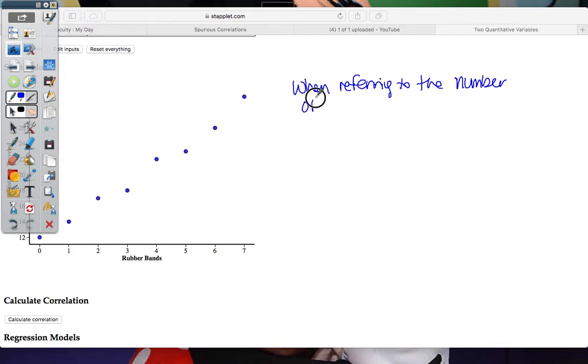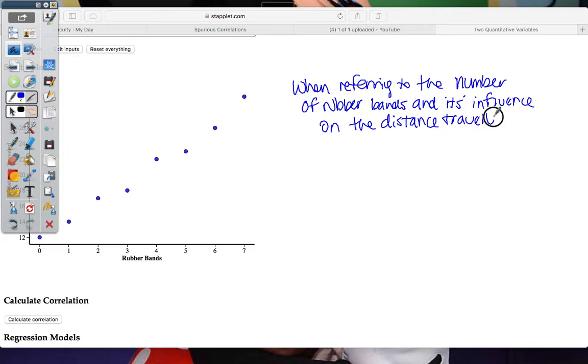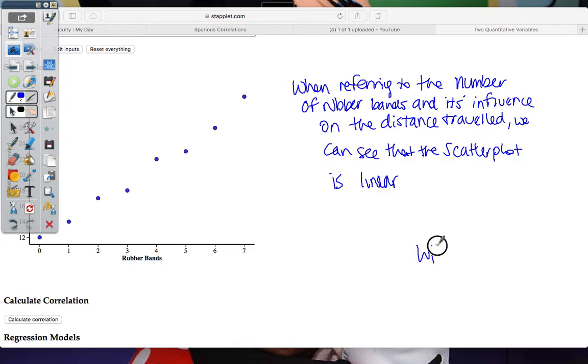When referring to the number of rubber bands and its influence on the distance traveled, this is really wordy, I'm sorry, we can see that the scatter plot is what? Oh, here we go. Is linear. Good. What else? Has no outliers. I'm going to put with no outliers at the end. Is that cool? In a positive direction.